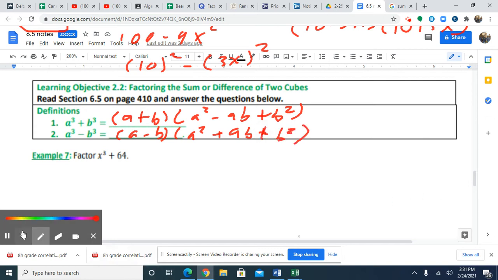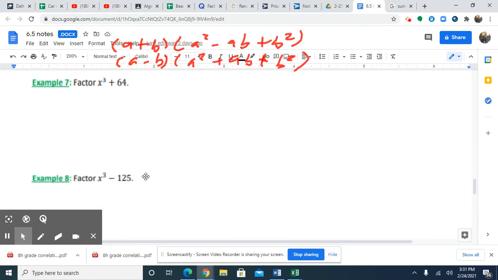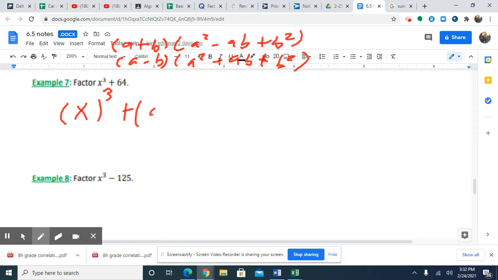And so looking at this, we see here x cubed plus 64. So if we rewrite this in the form of a cubed minus b cubed, or a cubed plus b cubed, we write this as x to the power of 3. And 64 can be written as 4 to the power of 3. 4 to the power of 3 is 4 times 4 times 4, which is 64. And if it's easier, we can write a is equal to x, b is equal to 4.